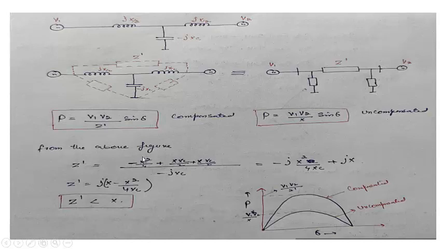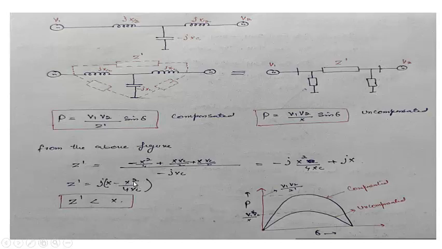When you take j to the numerator, it will be equal to minus j x square by 4xc, that is here minus j x square by 4xc. When you take this minus j to the numerator, it will be plus j into xc into x. When you divide it by xc, xc and xc will cancel out, and it will come out to be only x. So the total reactance of this system, Z dash, will be equal to j into x minus x square by 4xc.